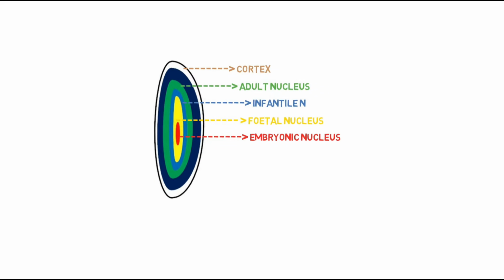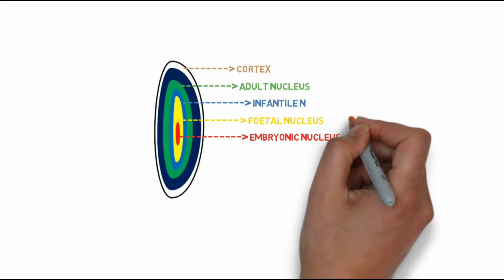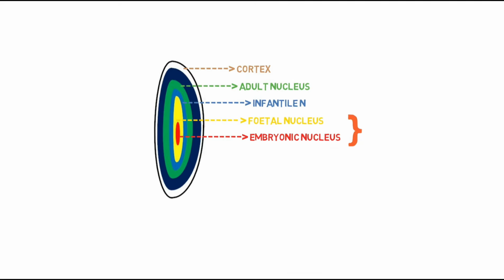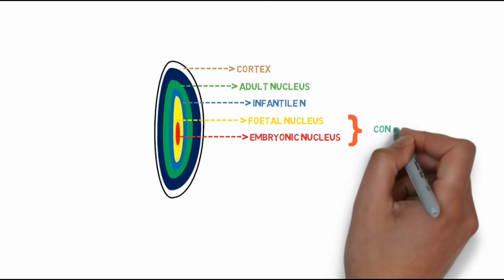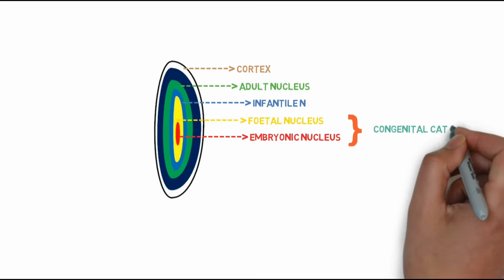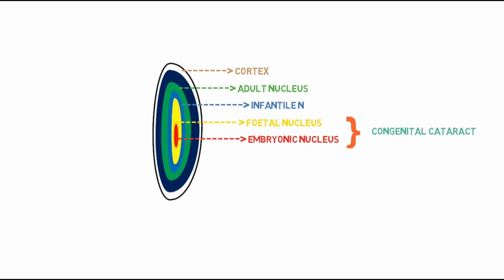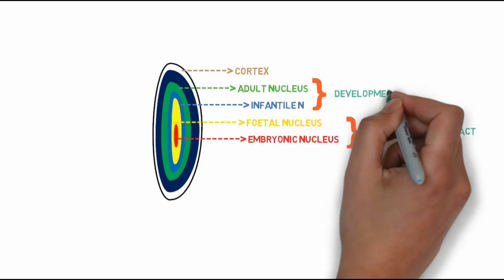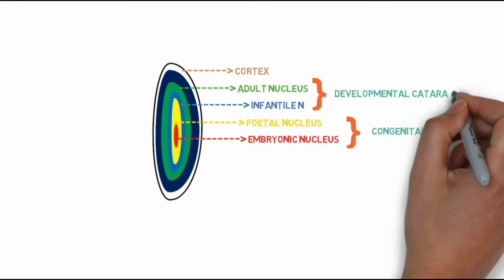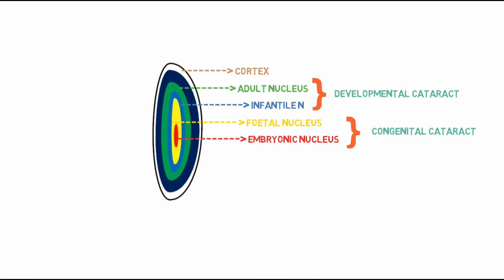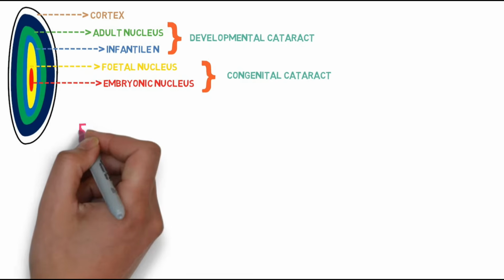Now what happens is, due to some disturbances in the normal growth of the lens, when the disturbances occur before birth, this is called congenital cataract, right? So congenital cataract is limited to only either the embryonic or fetal nucleus, that is the development of the embryonic and fetal nucleus, and the developmental cataract may occur from the infantile and adult nucleus. So disturbance of the infantile and adult nucleus forms the developmental cataract. So this is congenital and this is developmental.